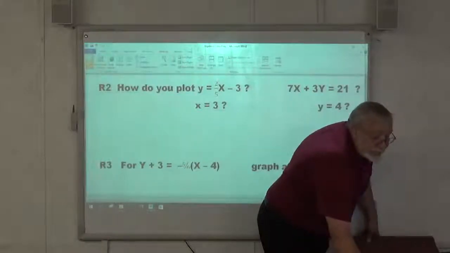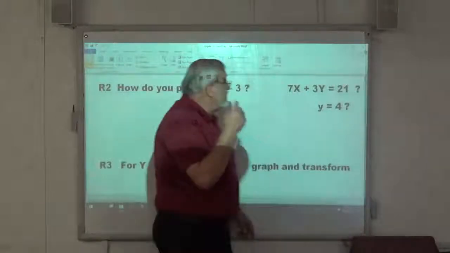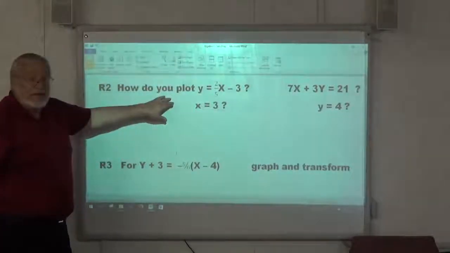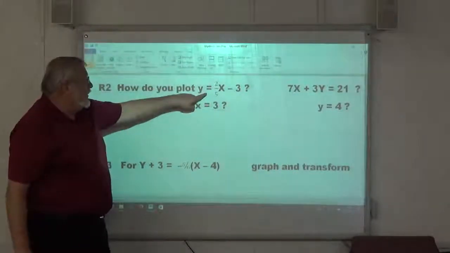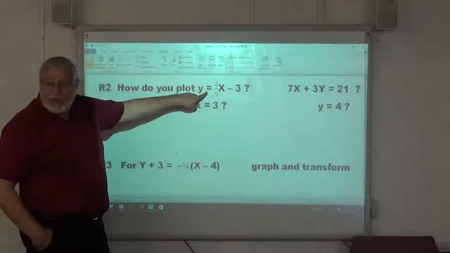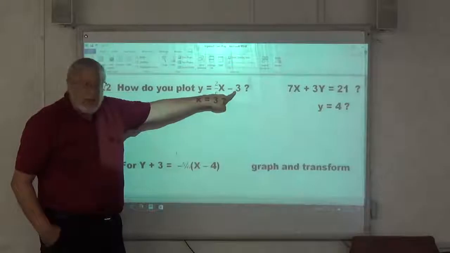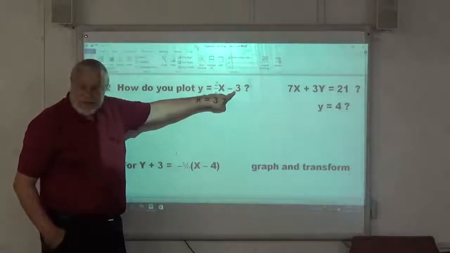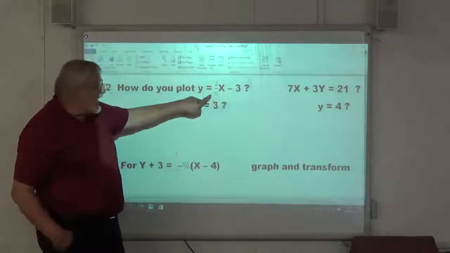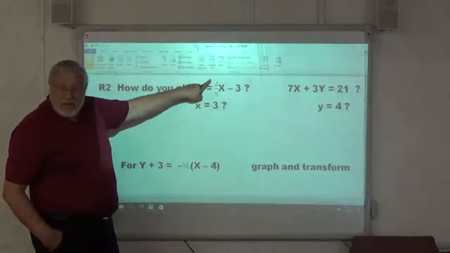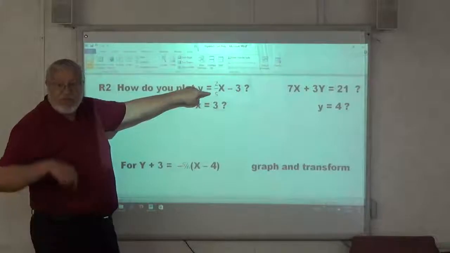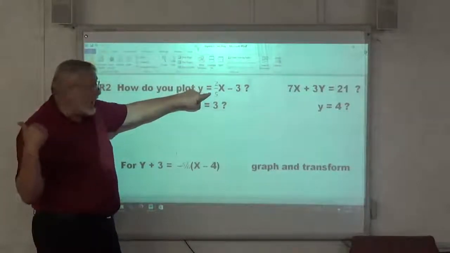Okay, so let's look at these again. All right, so let's go back here. How do I plot a slope-intercept? How do I plot it? You have to answer this. I go to -3, put a dot, and then up 2, over 5, then down 2, back 5.